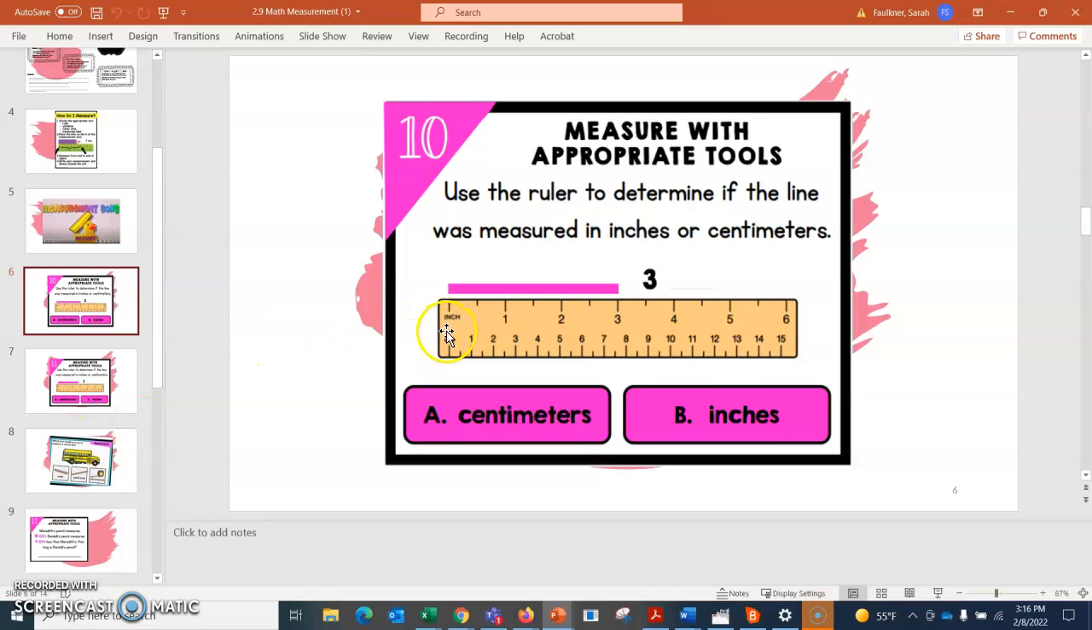If you said inches, you are exactly right. Up here at the top it says inches or inch. So we know this is 3 inches. Very good job.